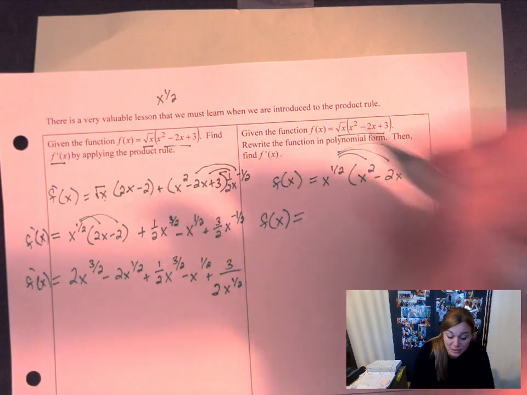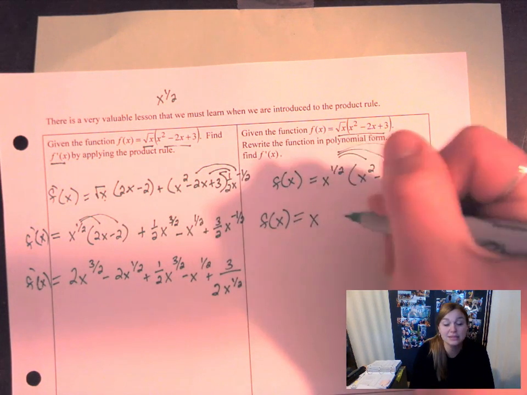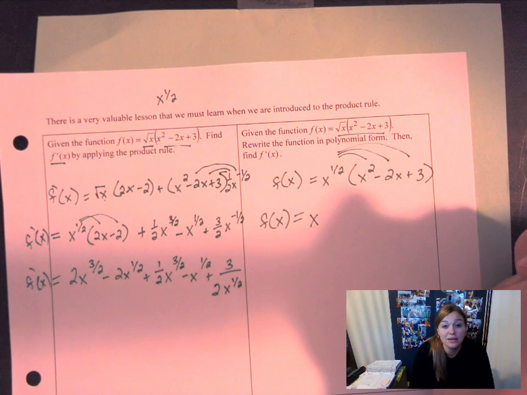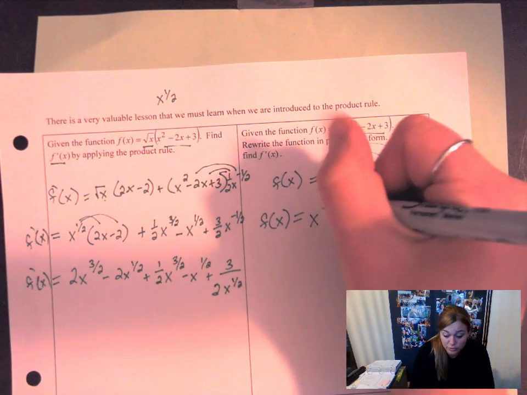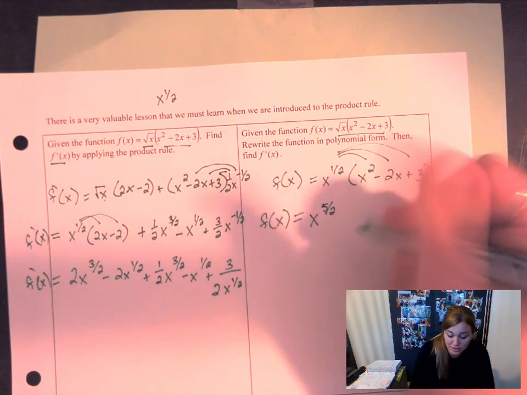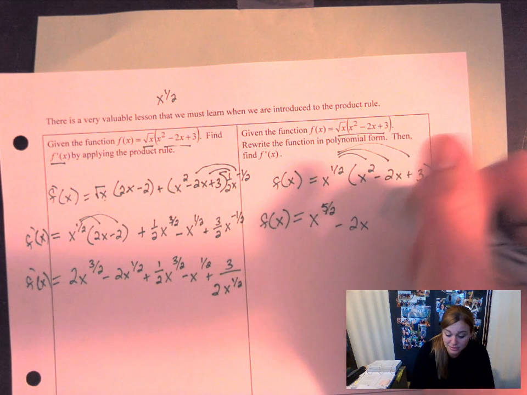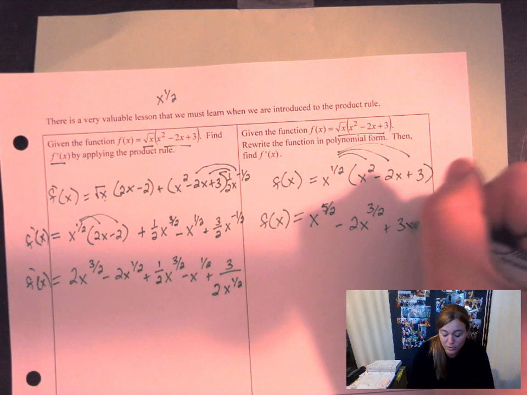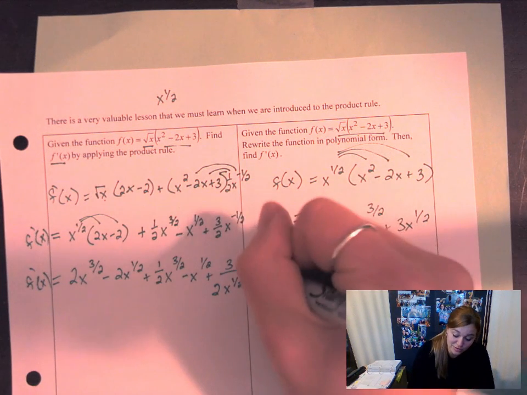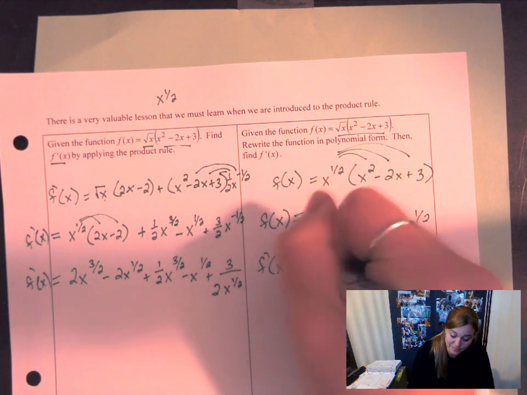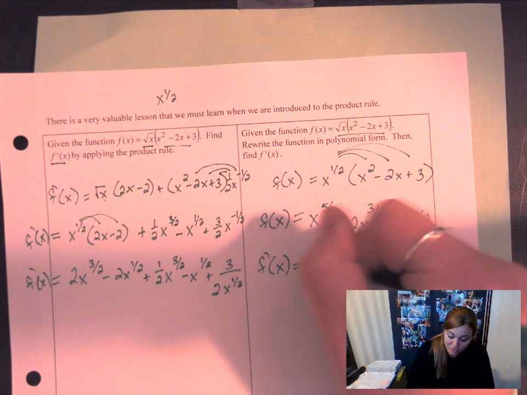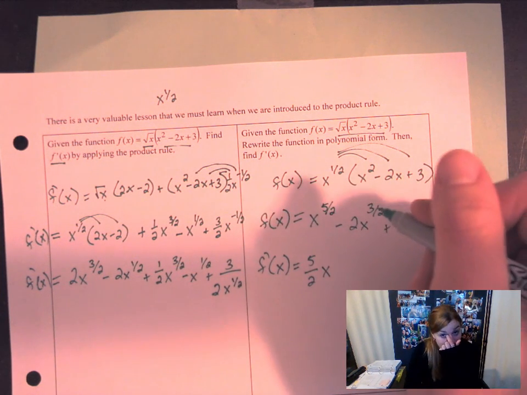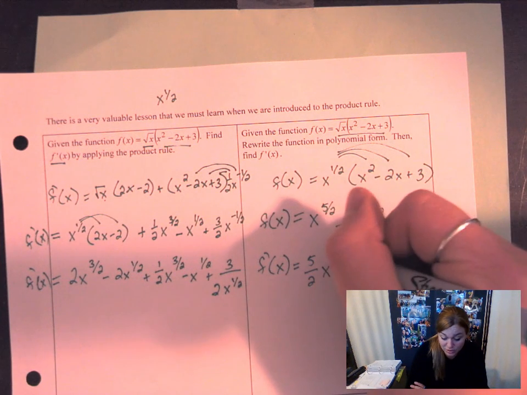If I multiply x to the 1/2 times x squared, I would get x to the 2 plus 1/2. So this would be 4/2 plus 1/2, 5/2. Minus 2x to the 3/2. I'm adding these together, plus 3x to the 1/2. Now I take the derivative, f prime of x. 5/2 x. Subtract 1 from my exponent, 5/2 minus 1, this would be to the 3/2.